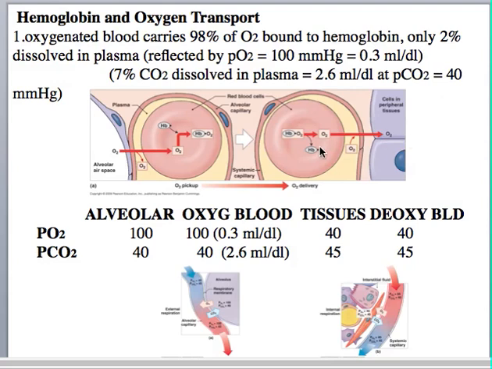So this picture here we're going to be talking about later. This is basically showing you how oxygen is picked up at your alveolus, it's brought in, it's carried by hemoglobin, it goes through the systemic capillaries, and then the hemoglobin lets go of the oxygen, and it goes into your peripheral tissues.